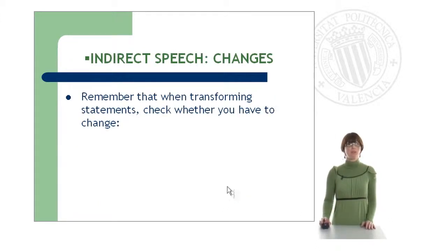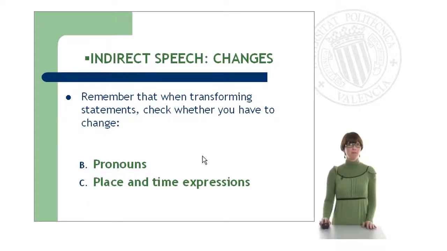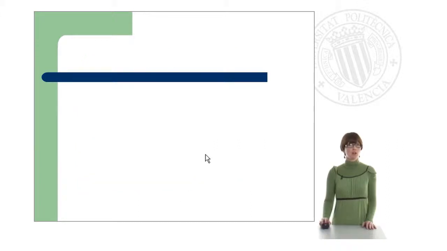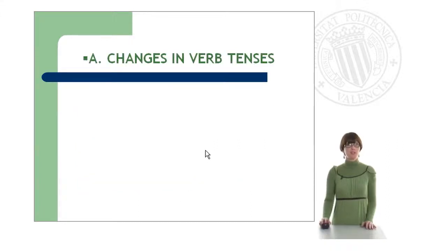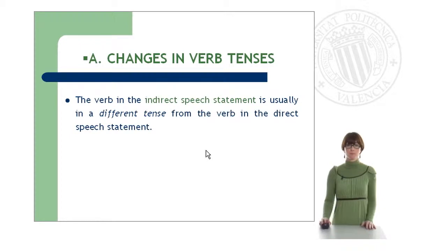Okay. Remember that when transforming statements, you have to check whether you have to change one of the following: pronouns, place and time expressions, and most importantly, tenses. Okay. Let's have a look at the changes in verb tenses. The verb in the indirect speech statement is usually in a different tense from the verb in the direct speech statement.